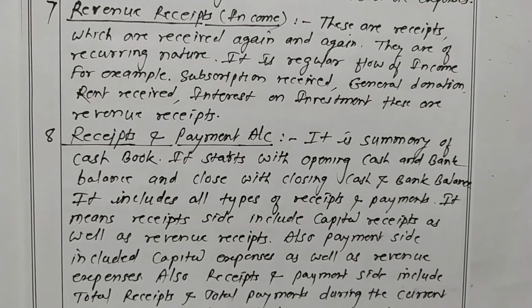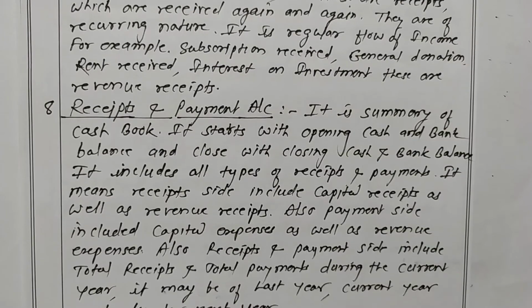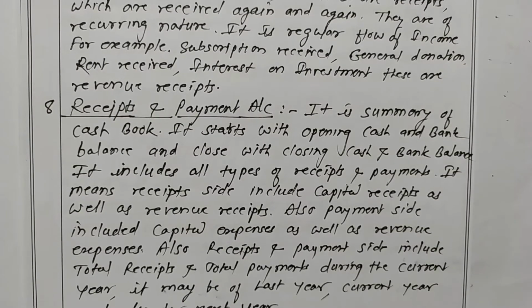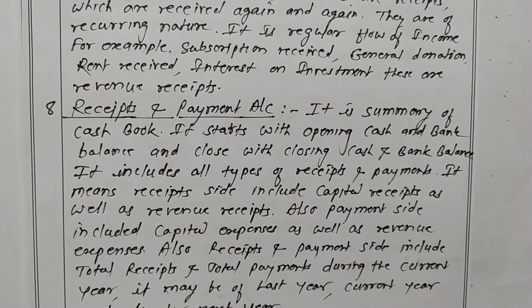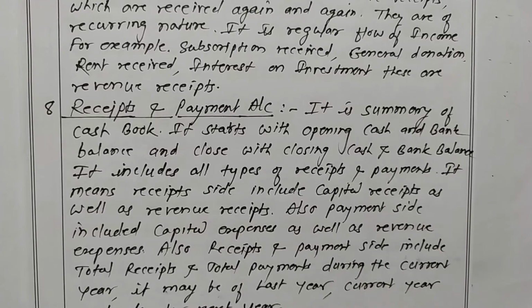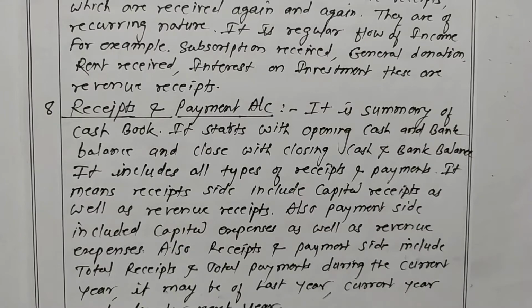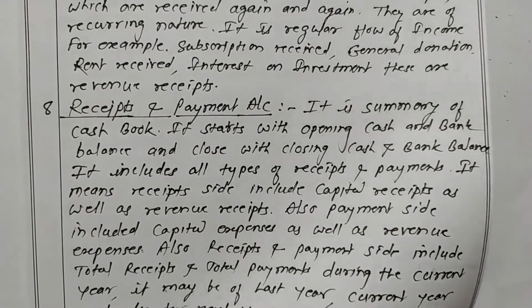Now, what is the receipt and payment account? It is the summary of the cash book. It starts with the opening cash and bank balance and closes with the closing cash and bank balance. It includes all types of receipts and payments. It means the receipt side includes capital receipts as well as revenue receipts. Also, the payment side includes capital expenses as well as revenue expenses. Also, the receipt and payment side include the total receipts and total payments, which may be of the last year, current year, and also for the next year.